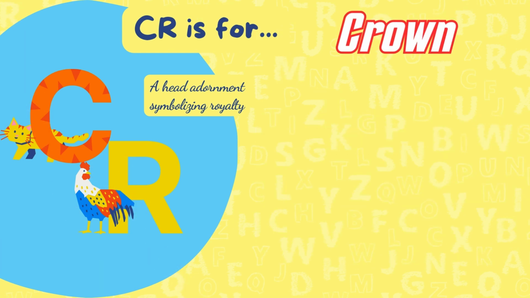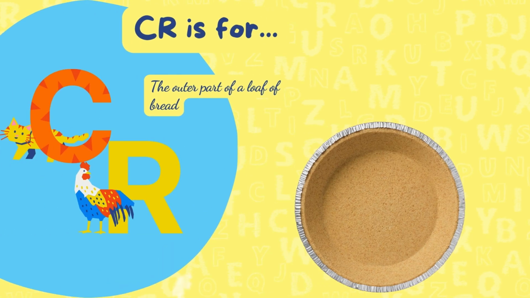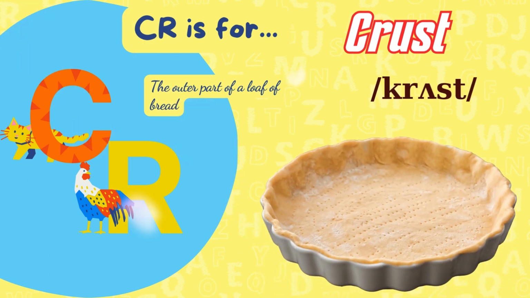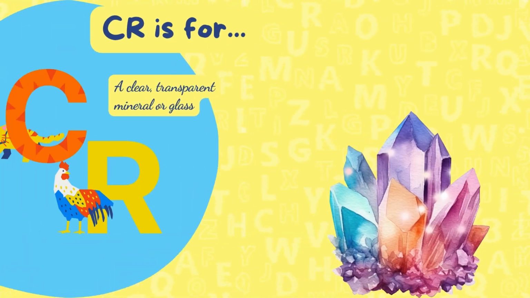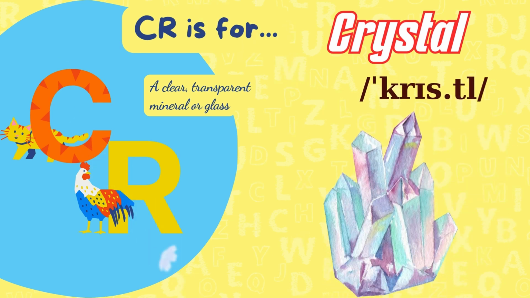Crown. Can you say it with me? Crown. Crown. CR is for crust. Crust. Repeat after me. Crust. Crust. CR is for crystal. Crystal. Great job! Let's say it one more time together.